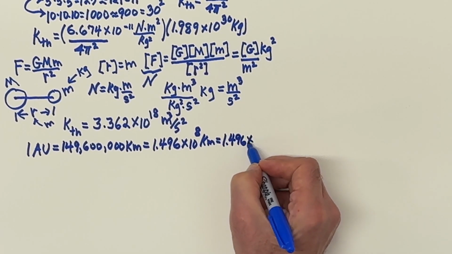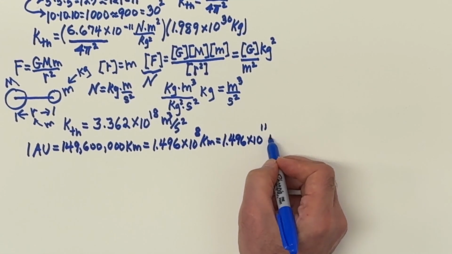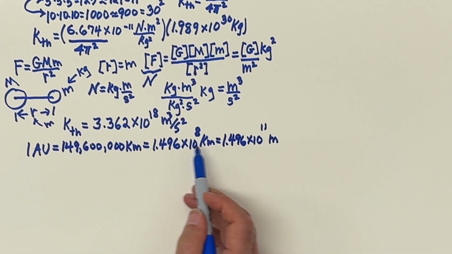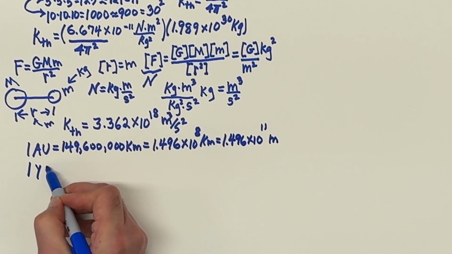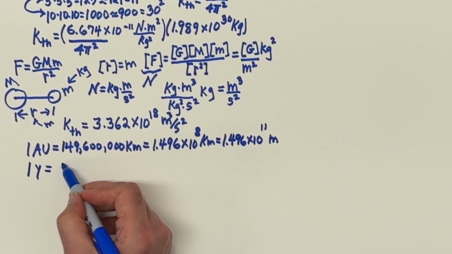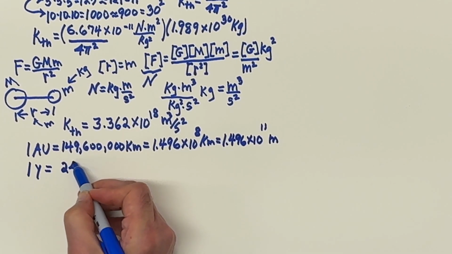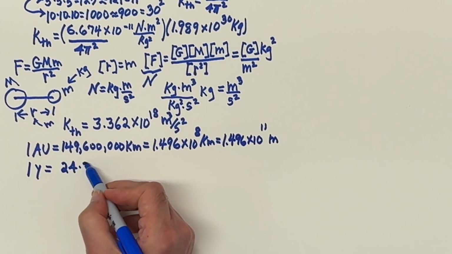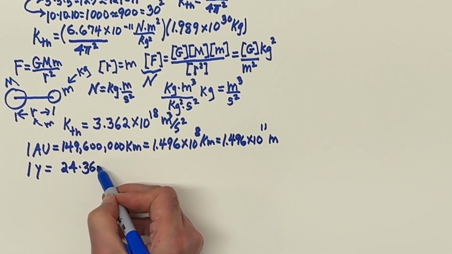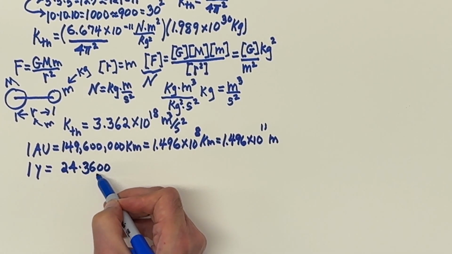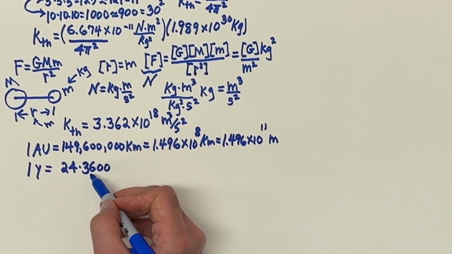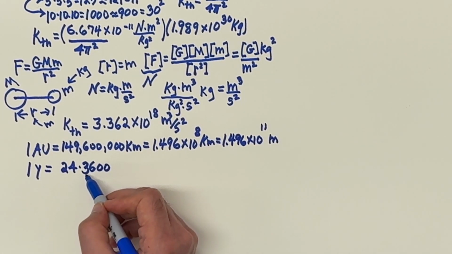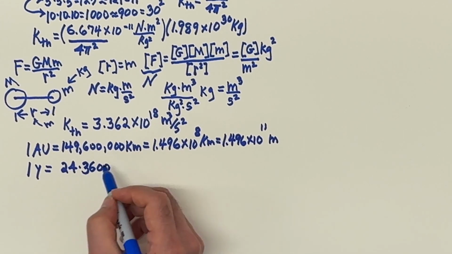1.496 times 10 to the 11 meters. So now we have our conversion. For the year, we have 24 hours in a day, and each hour has 3,600 seconds because there's 60 seconds in a minute and 60 minutes in an hour. So 60 times 60, 3,600, 24 hours.